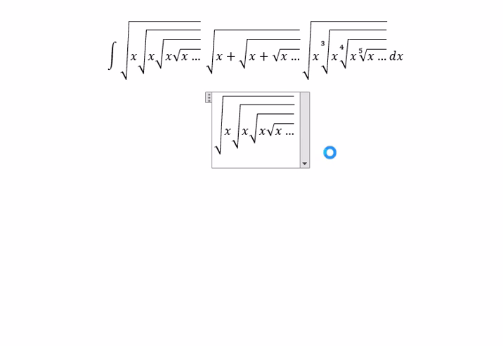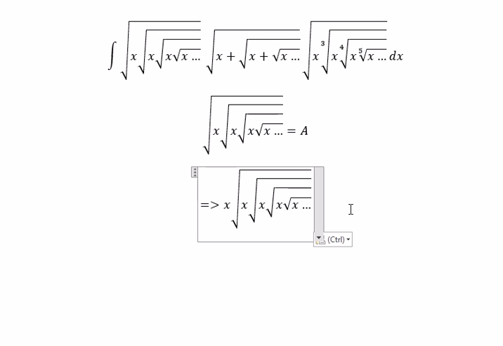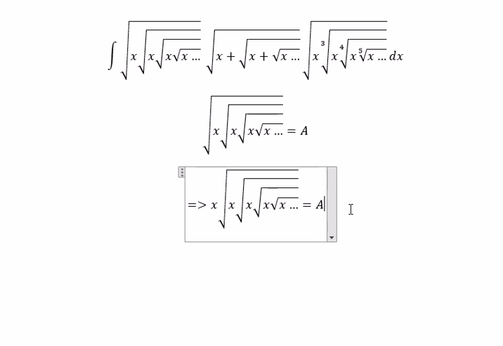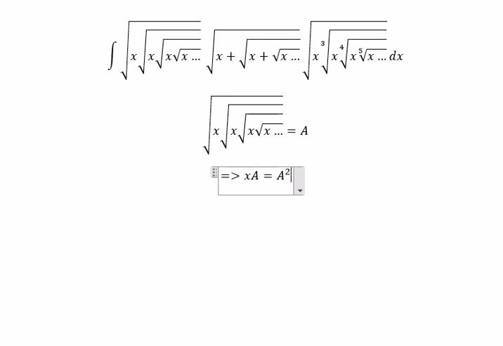For this one, we put capital A. After that, we square both sides, so we can cancel the square root. Next, we know that this one is similar to capital A, so we can change it into A. And now we can find the value of A.